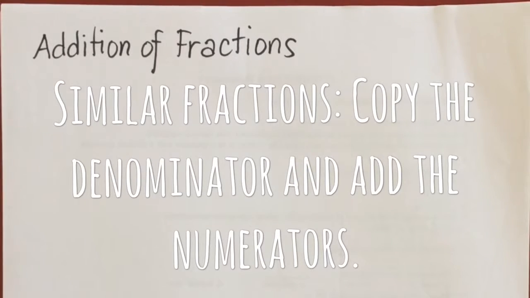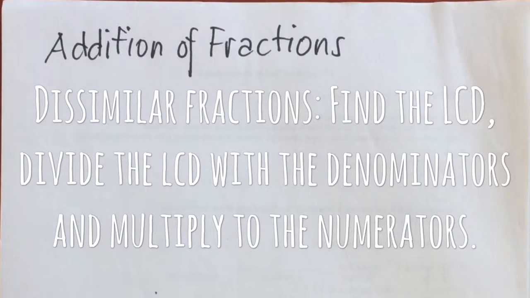If we're going to add similar fractions, or fractions with the same denominators, we're going to copy the denominator and add the numerators. If we're going to add dissimilar fractions, we're going to first find the LCD, and after finding the LCD, divide it to the denominators and multiply to the numerators.